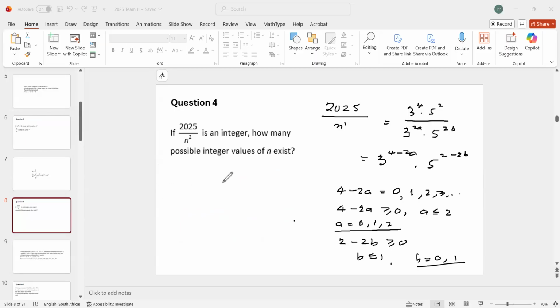Let's just write them down. I'm going to write it down like this. a, b is a pair. If a is 0, b could be 0 or 1. I've finished with that. If a is 1, b could be 0 or 1. If a is 2, b could be 0 or 1.